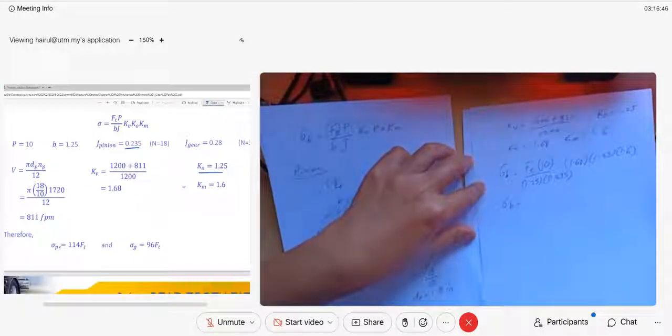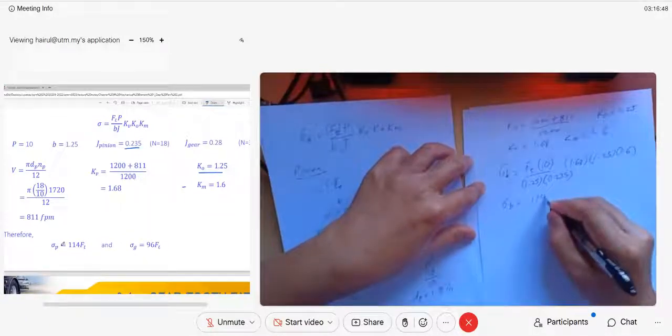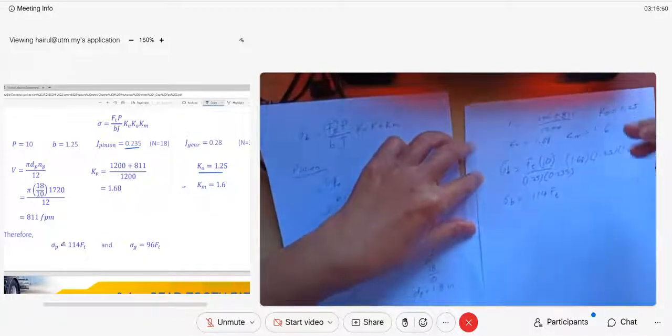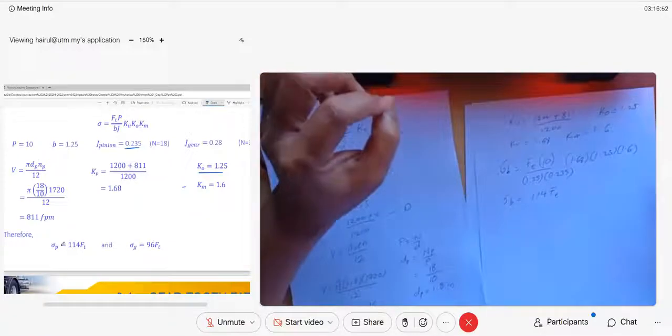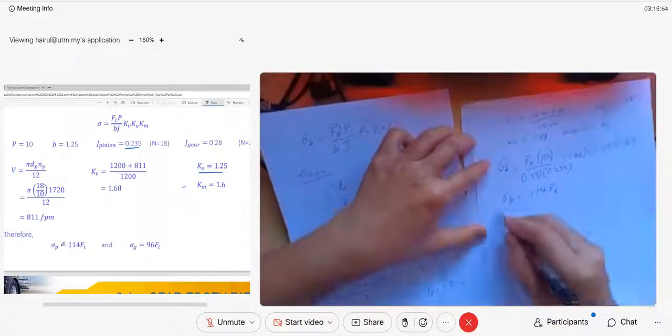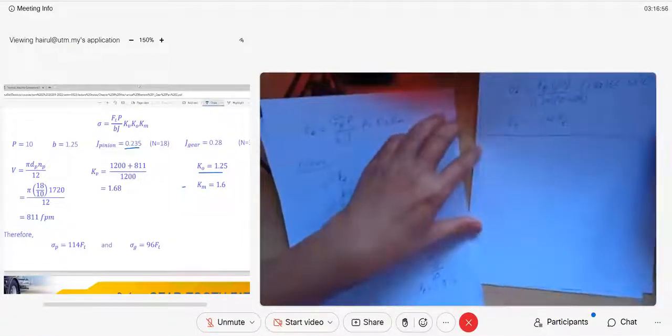Do you see this at the bottom? Sigma pinion is 114 F tangent. This one you need in KSI, but the variable is FT. Okay, this one is for bending stress, a bit more to go.